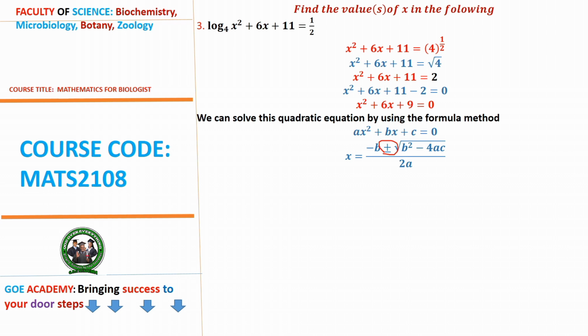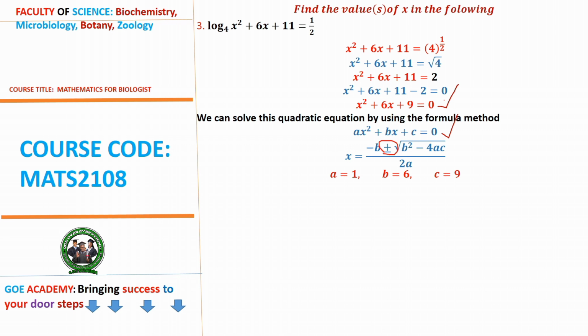So if we compare this general form of a quadratic equation with our quadratic equation, you will see that the value of A is simply that number in front of x squared, which is 1. The value of B is that number in front of x, which is 6, and the value of C is simply a constant number, which is 9.